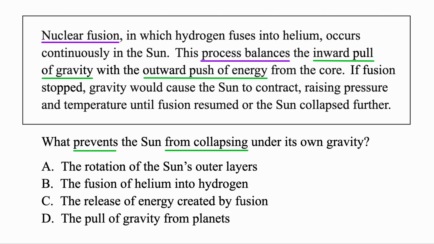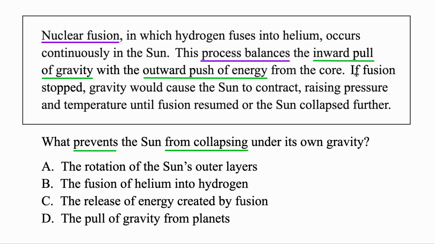All right, a lot going on. Basically, nuclear fusion, it's providing a balance, so the sun doesn't collapse in its own gravity, but has an outward push of energy to prevent that. And that process is nuclear fusion. So this is the main thing we want to look for in the answer so far.